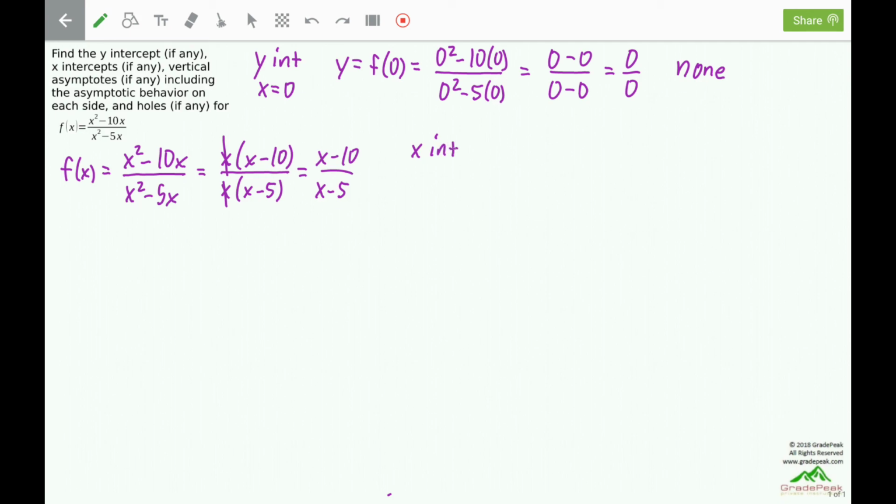The x-intercepts, where the function crosses the x-axis, corresponding to y equals 0, are found by taking the remaining numerator after everything's been canceled and setting it equal to 0. Solving for x gives the corresponding x-coordinate. The x-coordinate is 10, and the corresponding y-coordinate is 0, y equals 0. There's the x-intercept.